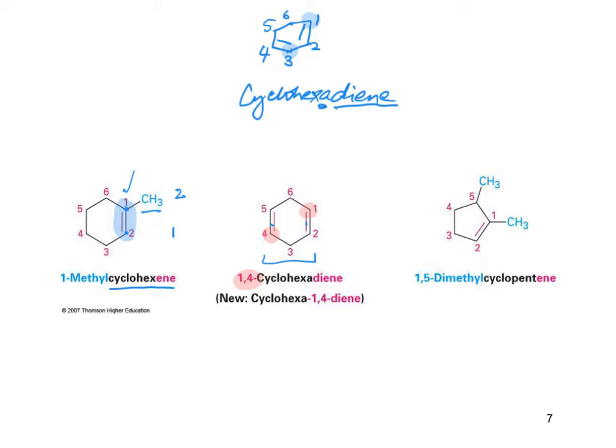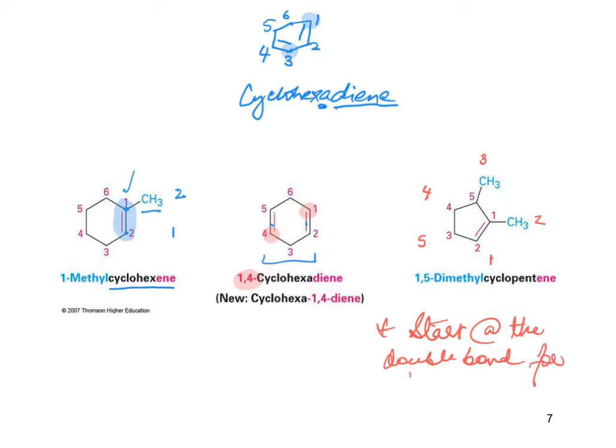We have cyclopentene. Hopefully you can see that. The only other possibility to follow would have been to go this route. And again, because this is a ring, you start at the double bond. You don't do that for the acyclic compound, but for a cyclic compound, you start at the double bond.